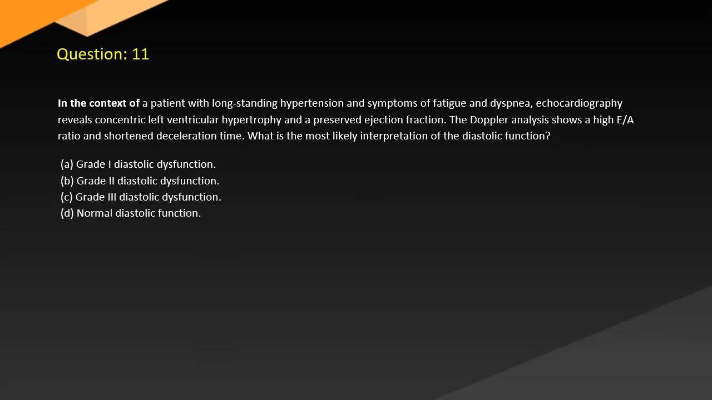Question 11. In the context of a patient with long-standing hypertension and symptoms of fatigue and dyspnea, echocardiography reveals concentric left ventricular hypertrophy and a preserved ejection fraction. The Doppler analysis shows a high E/A ratio and shortened deceleration time. What is the most likely interpretation of the diastolic function?